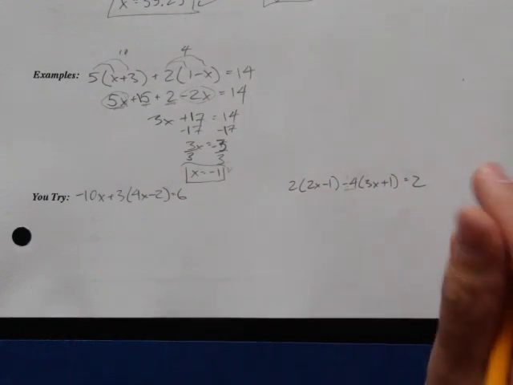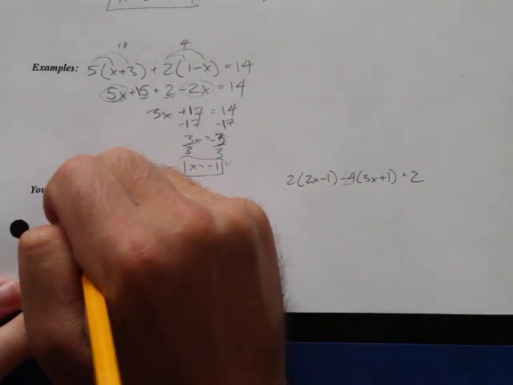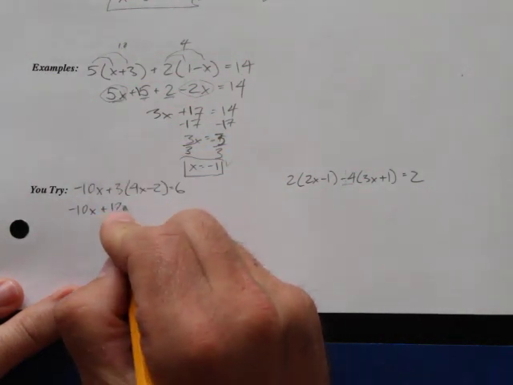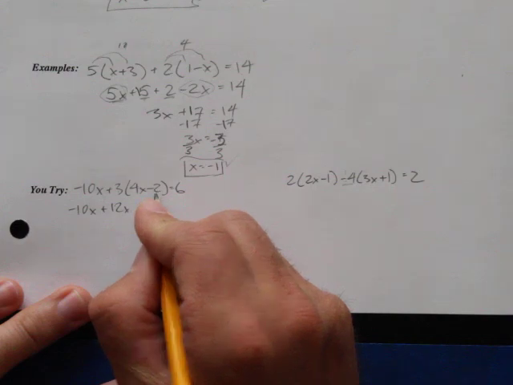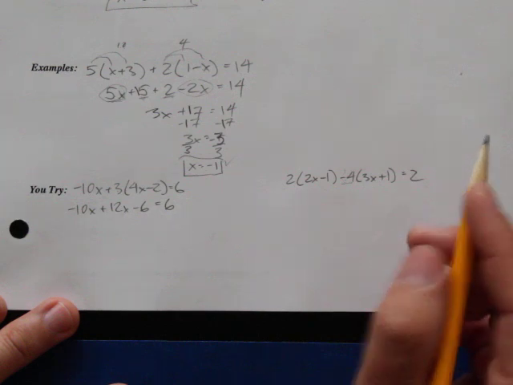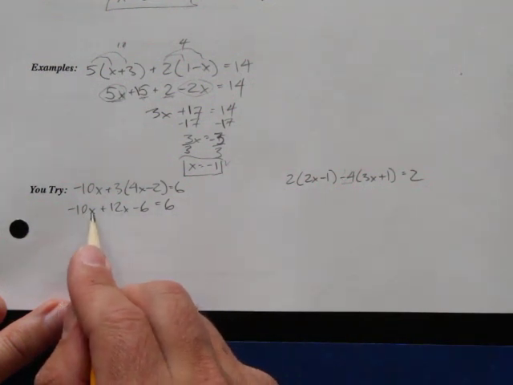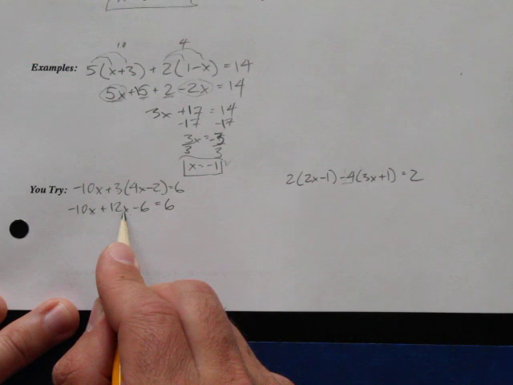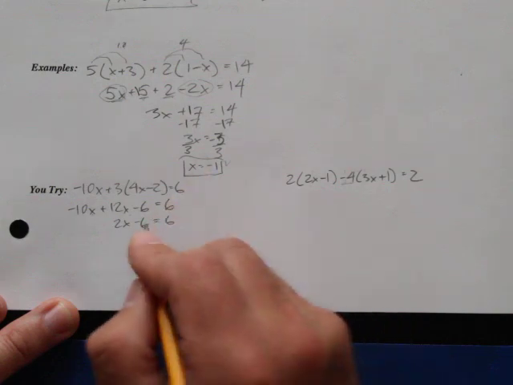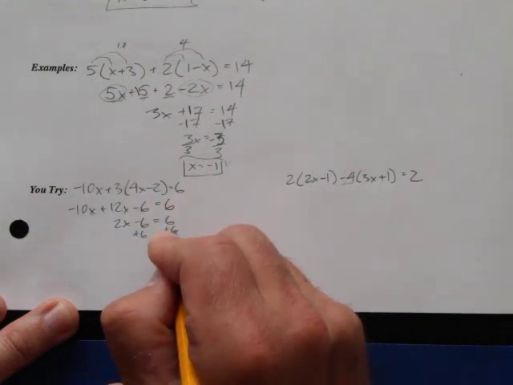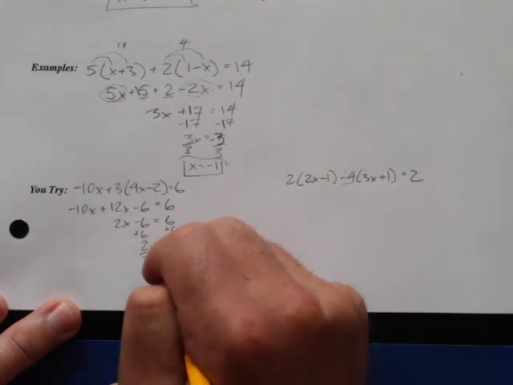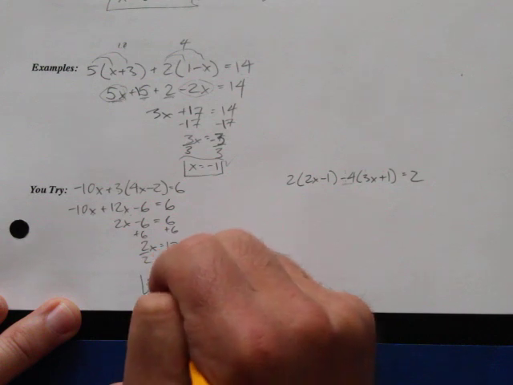All right, let's see how you did. Negative 10x plus 3 times 4x is 12x. 3 times negative 2 is negative 6 equals 6. Okay, combine like terms. I've got negative 10x and plus 12x, so that's going to give me 2x minus 6 equals 6. I'm going to add 6 to both sides. 2x equals 12. Then I'm going to divide each side by 2. X equals 6. There's my answer.